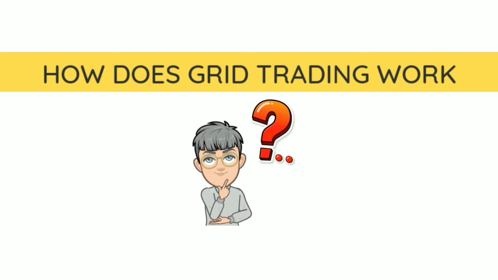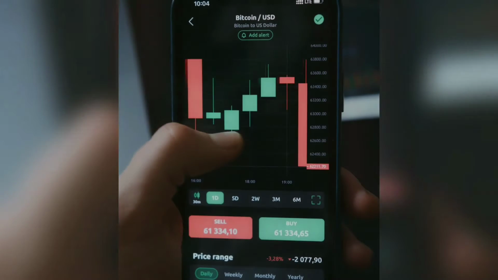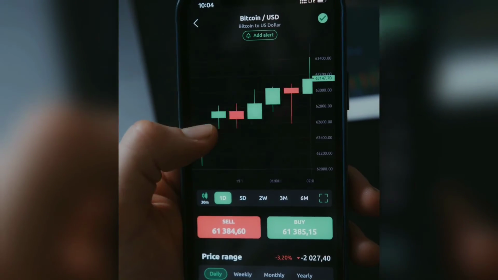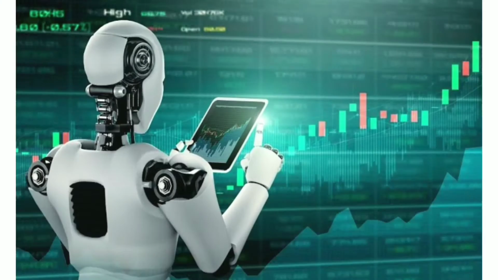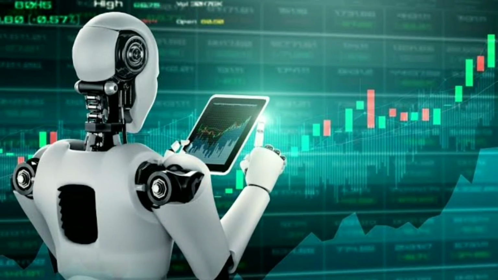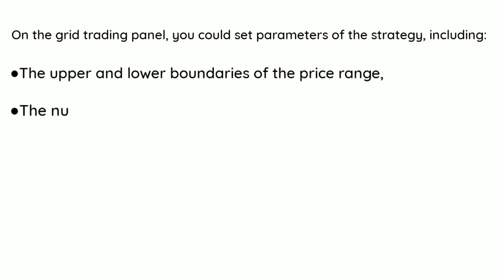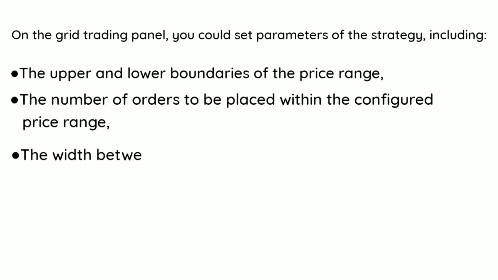How does grid trading work? Let's understand how it works. Suppose you expect Bitcoin to hover in a price range between $50,000 and $60,000 in the next 24 hours. In this case, you could set up a grid trading system to trade within this predicted range. On the grid trading panel, you could set parameters of the strategy, including the upper and lower boundaries of the price range, the number of orders to be placed within the configured price range, the width between each buy and sell limit order.